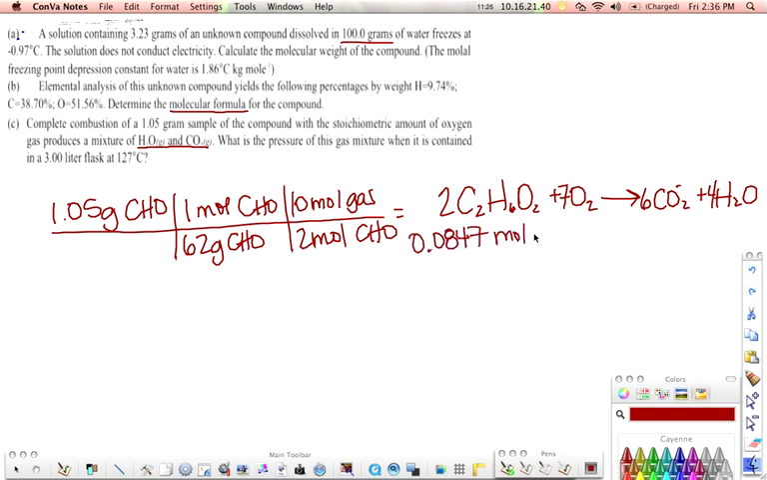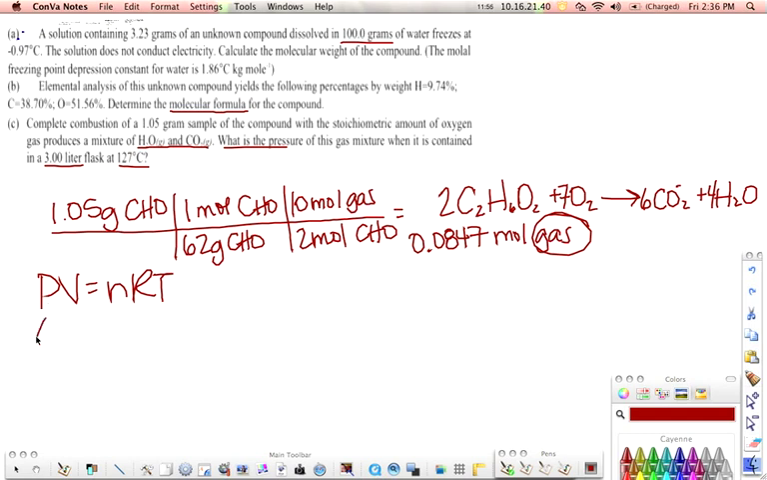0.0847 moles of gas. And then it says, what's the pressure of this gas mixture contained in 3 liters at 127 degrees Celsius? I have volume, I have temperature, I have moles of gas. That tells me that I need to use PV=nRT. Gotta love PV=nRT. And since the question is, what is the pressure?